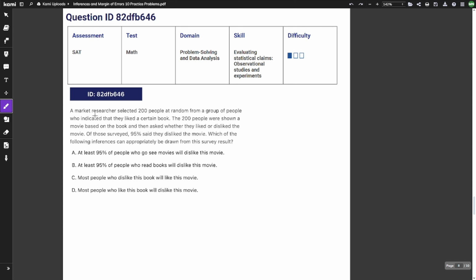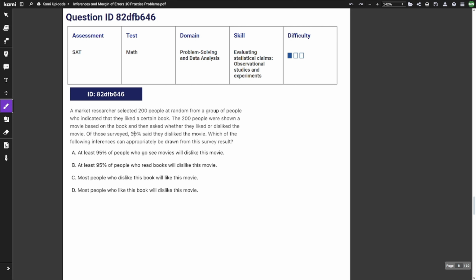Question number 8. A market researcher selected 200 people at random from a group of people who indicated that they liked a certain book. The 200 people were shown a movie based on the book and then asked whether they liked or disliked the movie.